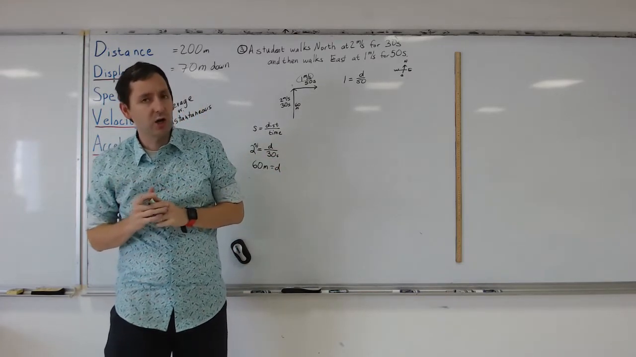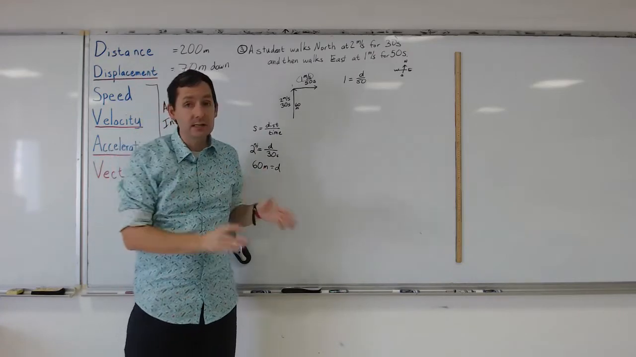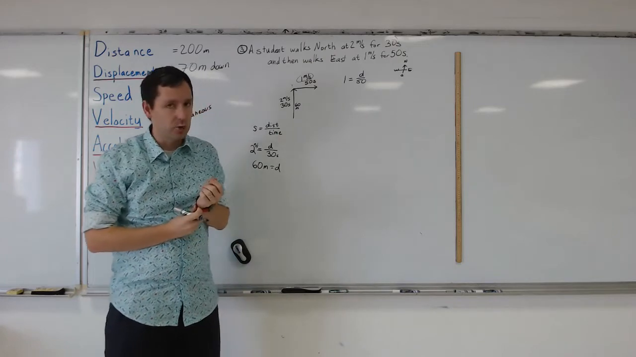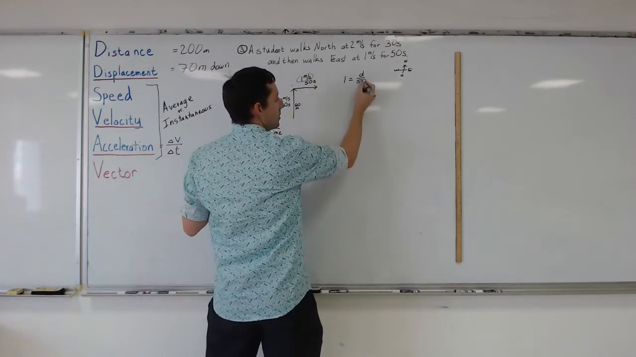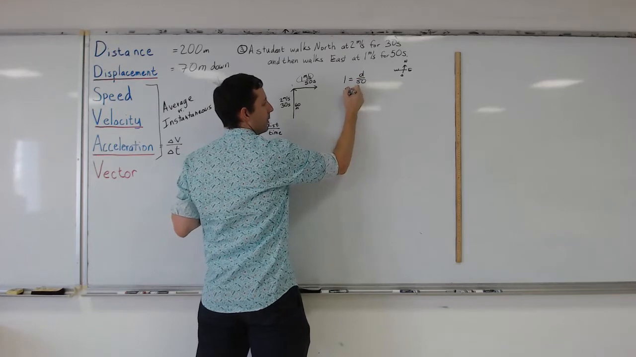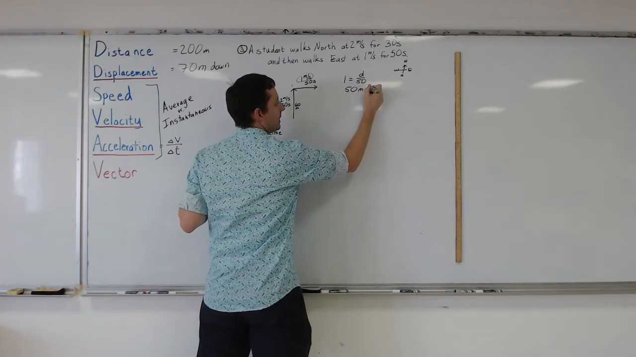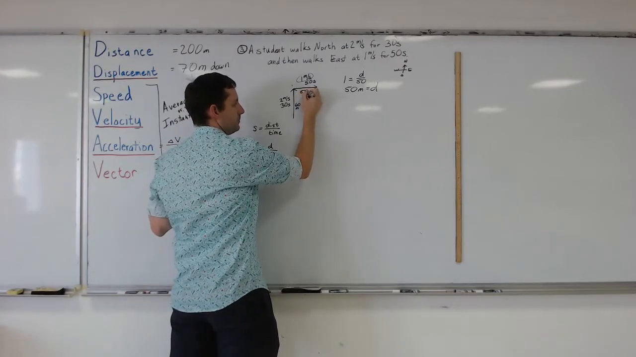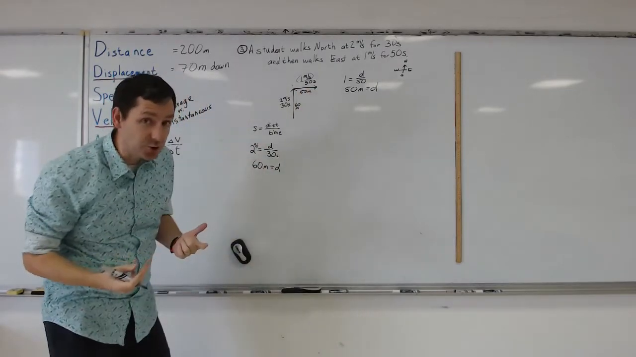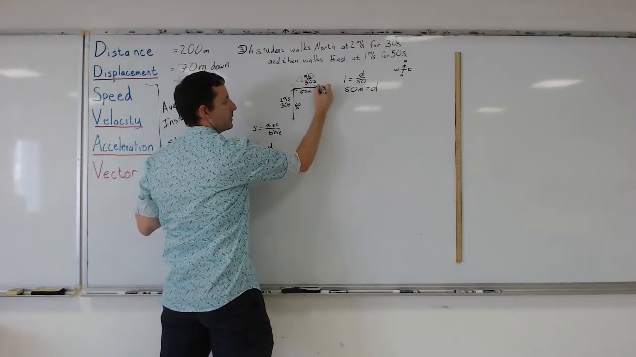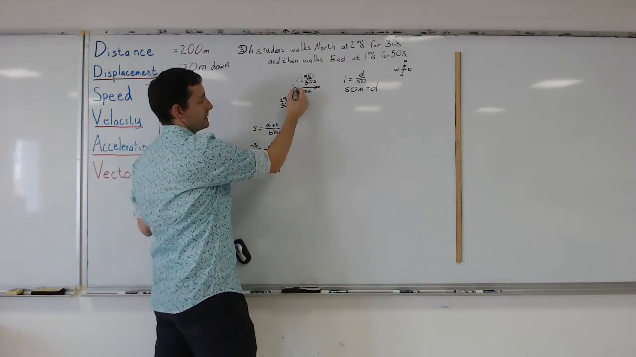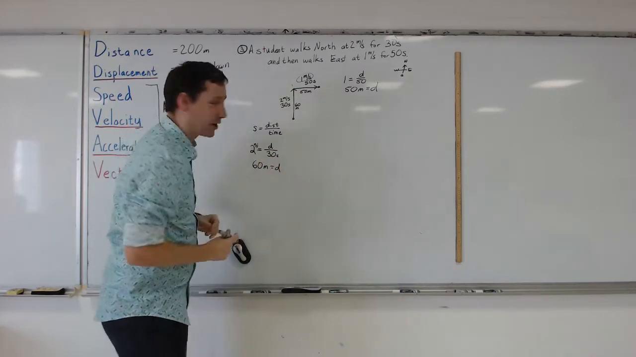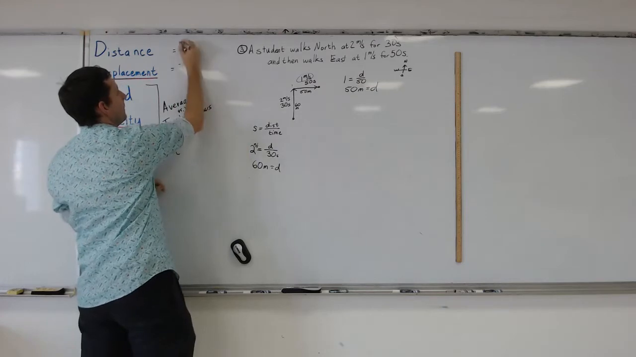This is why I encourage you to always put it in meters, always put it in seconds, always put it in kilograms, because those are SI units. Now to solve for d, multiply by the 50, and we get 50 meters equals d. So what is the total distance traveled from point A to point B? Well, 60 and then 50. So my total distance is 60 plus 50, which is 110.